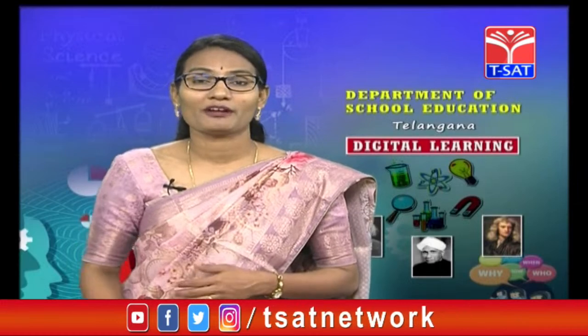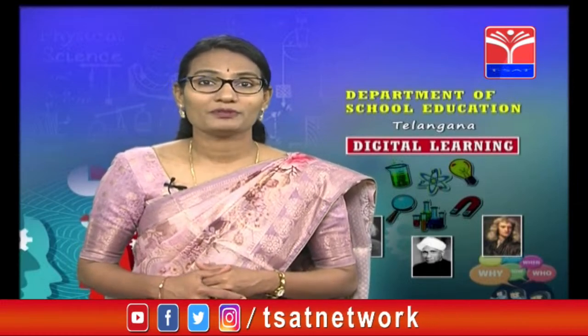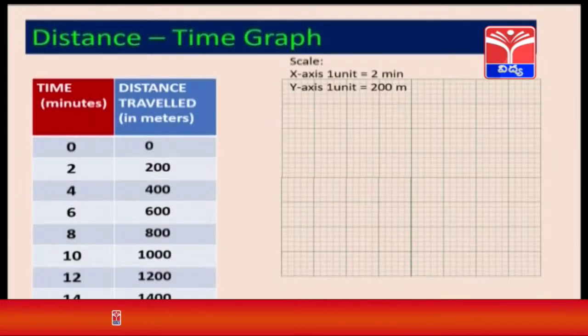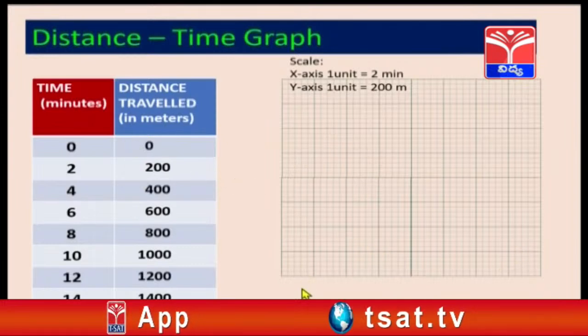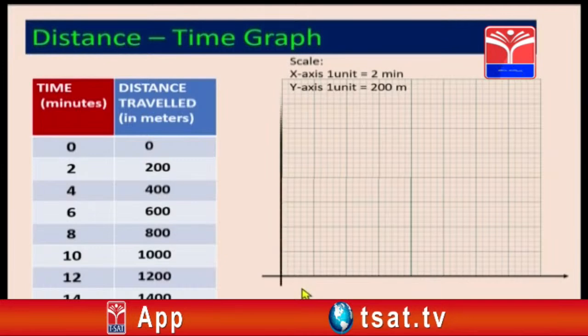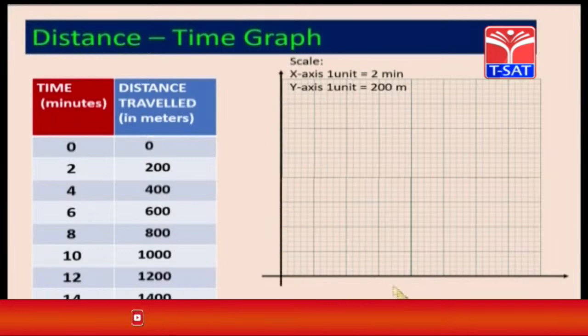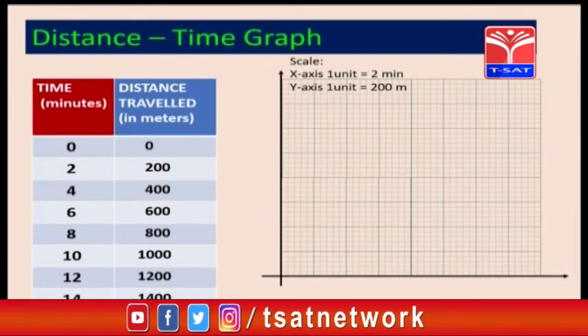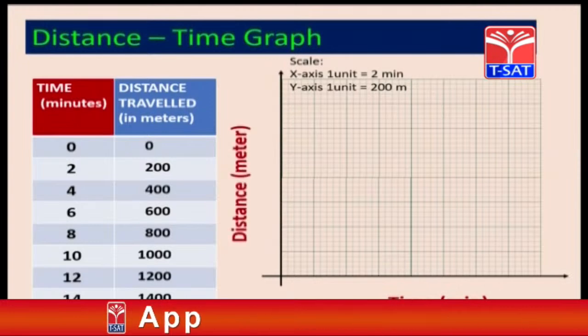So how to draw the graph for these values, children? Observe this one. This is our table and this is our graph. First of all we have to draw the x-axis and y-axis. It is very important. In this graph I am taking time values on the x-axis and distance on the y-axis.